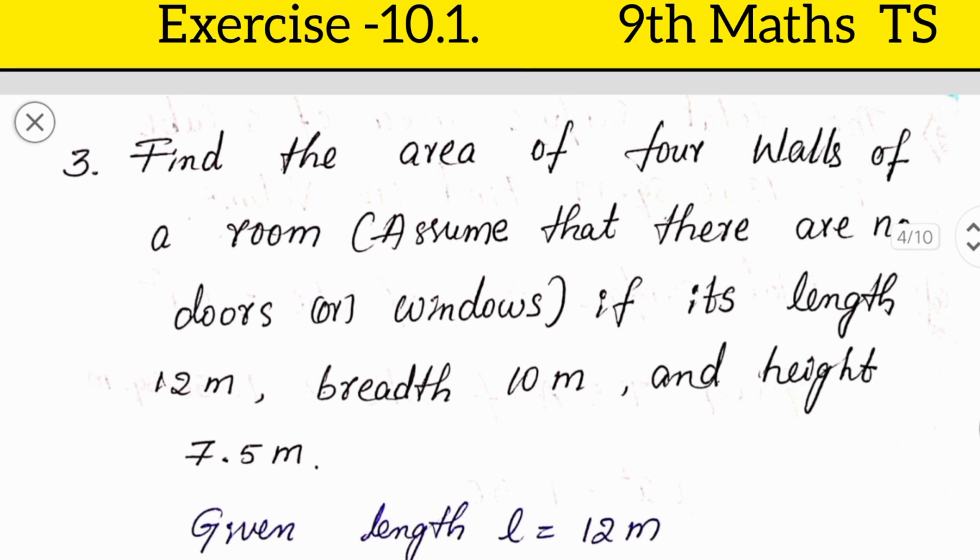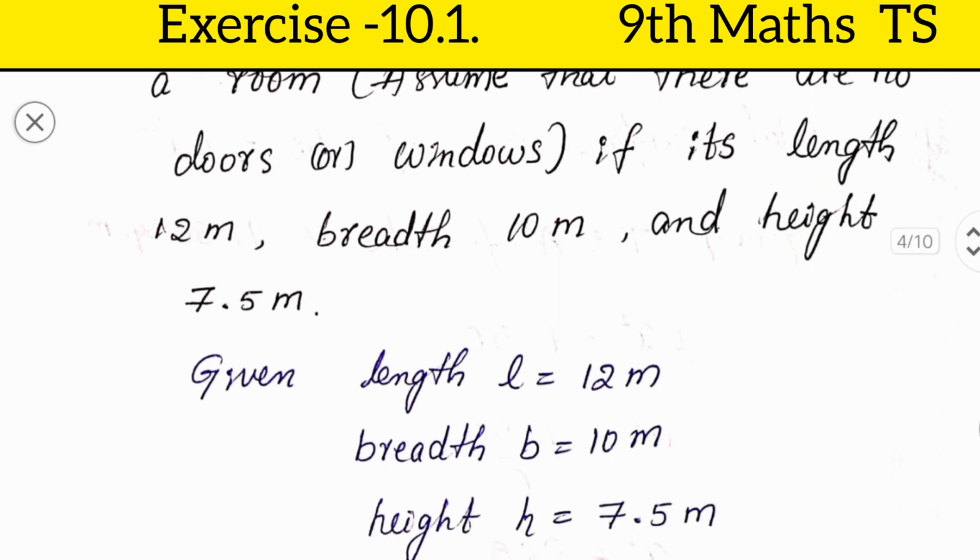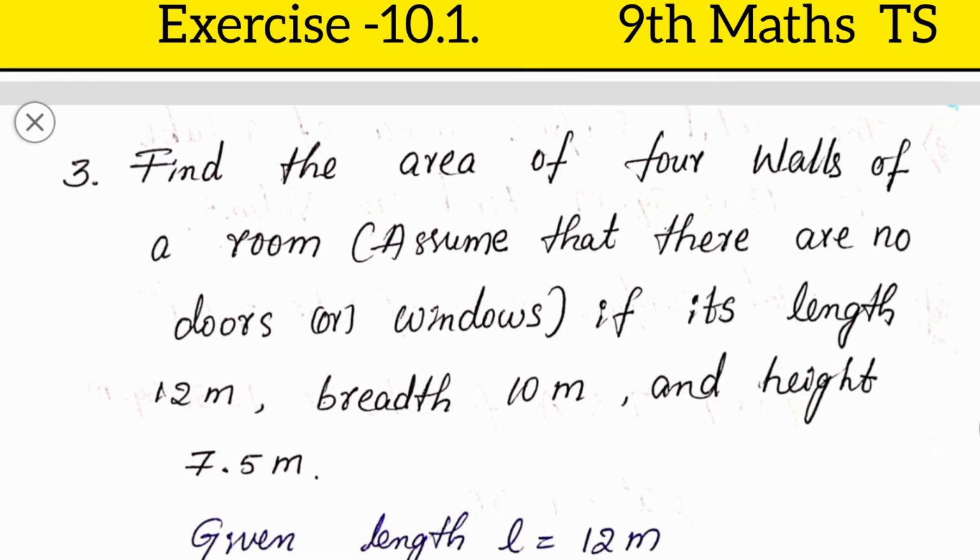So see the third question. Find the area of 4 walls of a room. Assume that there are no doors or windows. If it has a length of 12 meters, a breadth of 10 meters and a height of 7.5 meters. So what do we need to find here? We need to find the lateral surface area of the 4 walls. That is nothing but a cuboid.